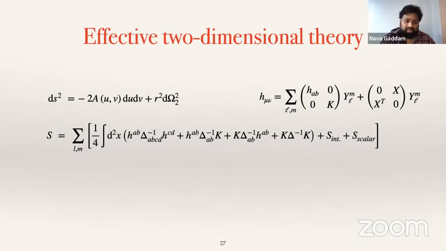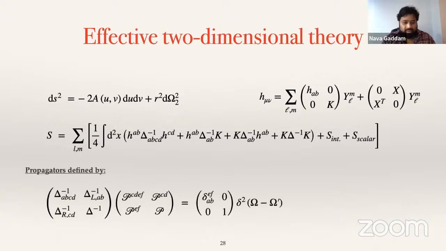And then there's, of course, the interaction term. So what I wrote down explicitly is the quadratic graviton part. And then you have the interaction term and the free scalar part. Now, the propagators of the graviton are defined by this complex matrix equation because all the quadratic operators are now coupled. So we're looking for these curly P's, which are the propagators.